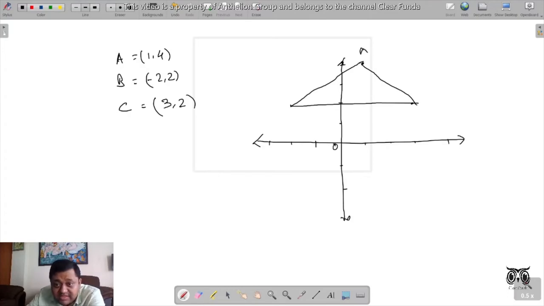So you can say this is A, this is B, and this is C. So if you see, this is the thing. Now they ask you to find out the area of this triangle. So what is the area of the triangle? Area equals half into base into altitude, right?